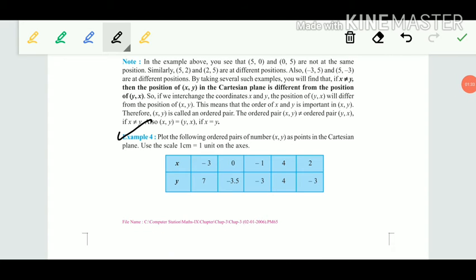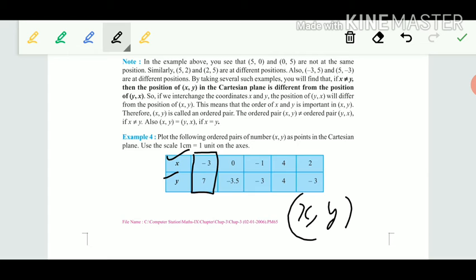Now next example. Plot the following ordered pairs of numbers x and y in the Cartesian plane. You have to use the scale of this plane: 1 centimeter is equal to 1 unit, 2 centimeters 2 units, 3 centimeters 3 units, on both axes, x-axis and y-axis. Here the values of x and y are given in the form of pairs.